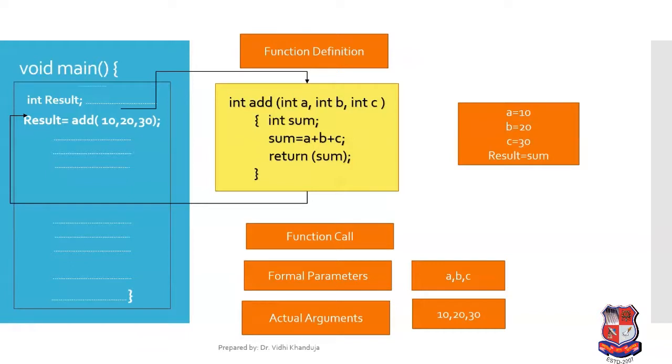Next, we have seen the function call. Now function call is nothing but the name of the function, then within brackets you are including the actual values on which the operation is to be performed. So these are known as actual arguments. So the difference between the formal parameters and the actual arguments should be clear. Arguments or parameters, I can say. So in this particular example, the formal parameters are a, b, c, and actual arguments are 10, 20, 30. Clear? So this terminology should be clear to you.